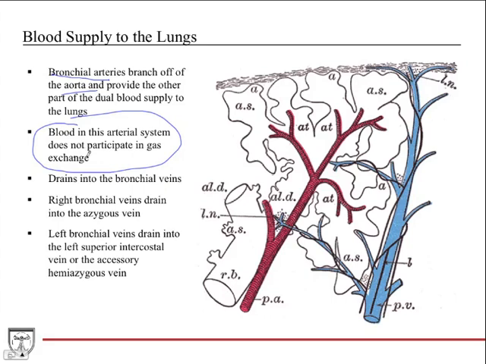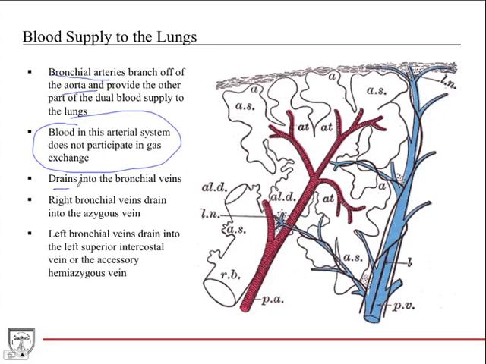Their strict job is to provide perfusion to the lung tissue itself, because the lung tissue, just like any other tissue, needs oxygen to function as well. It needs nutrients to function as well. And so if it's not really getting it from the pulmonary artery, it's got to get it from somewhere else, so the bronchial arteries come in.